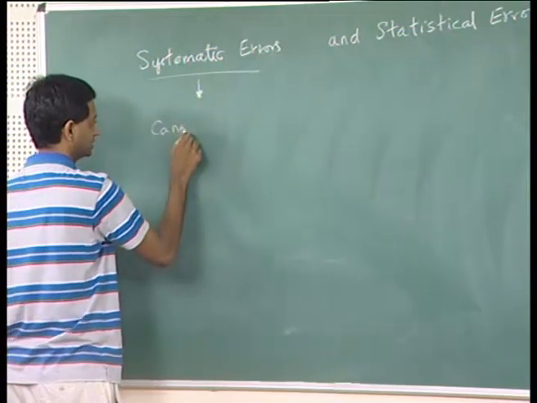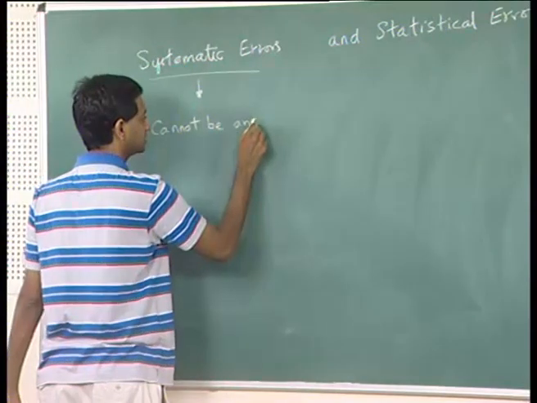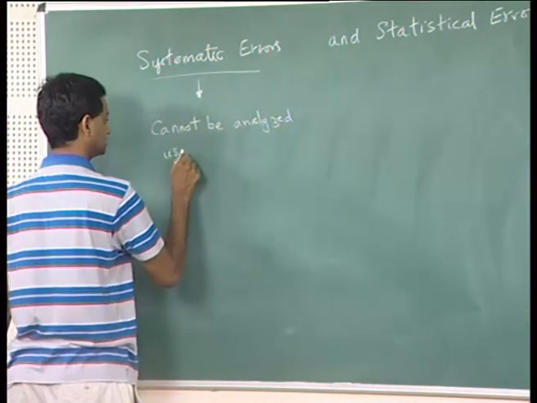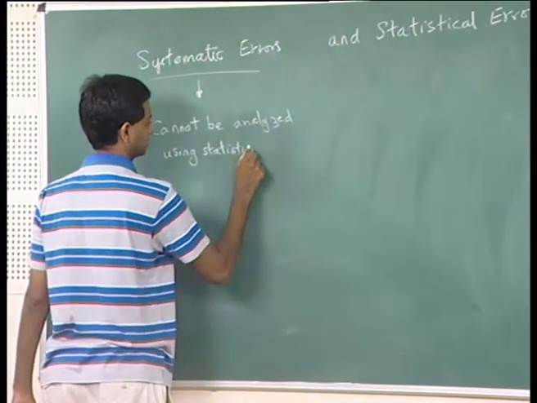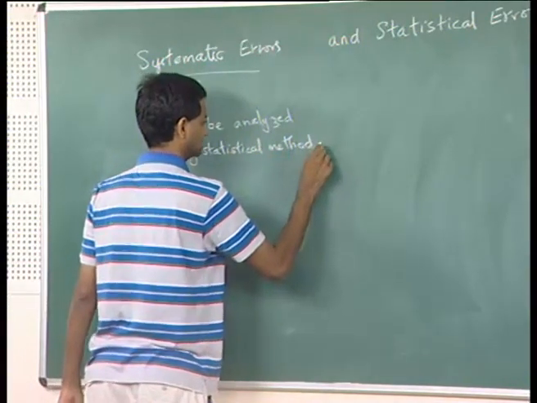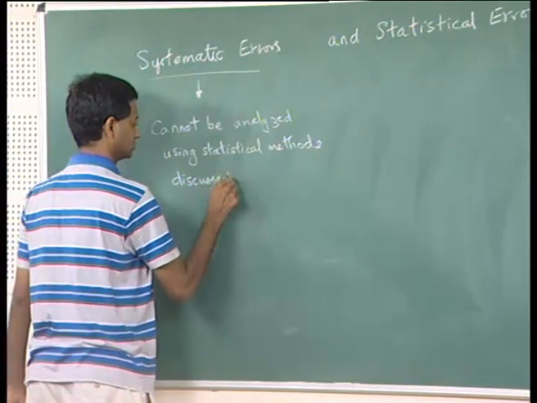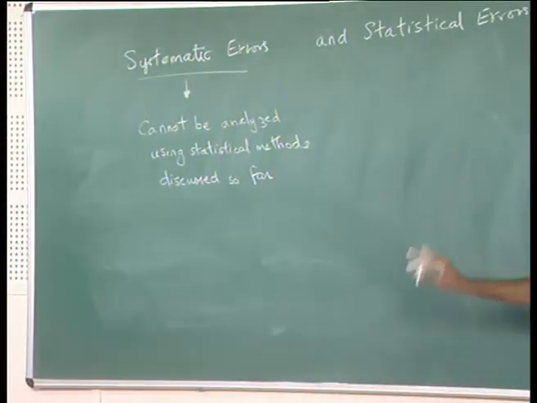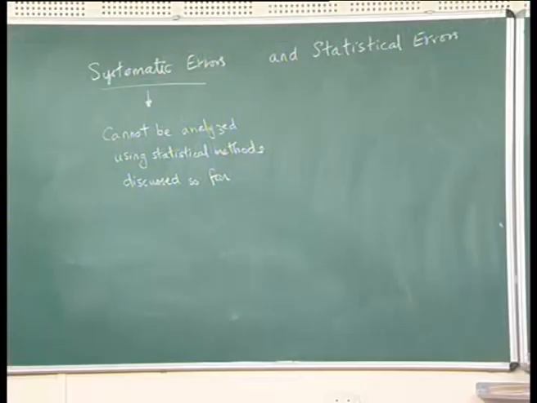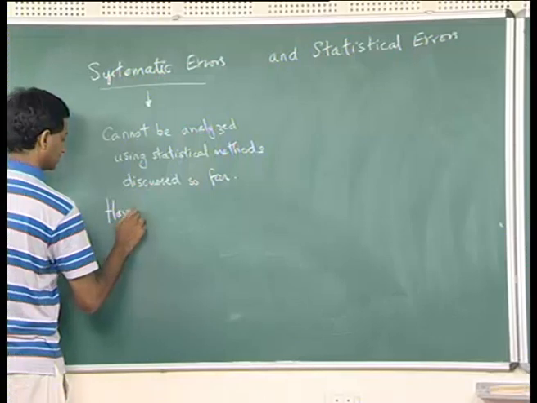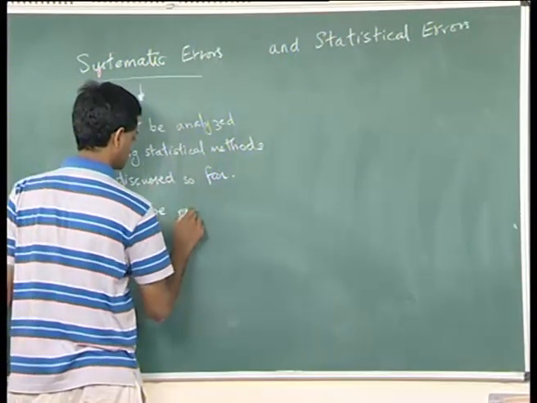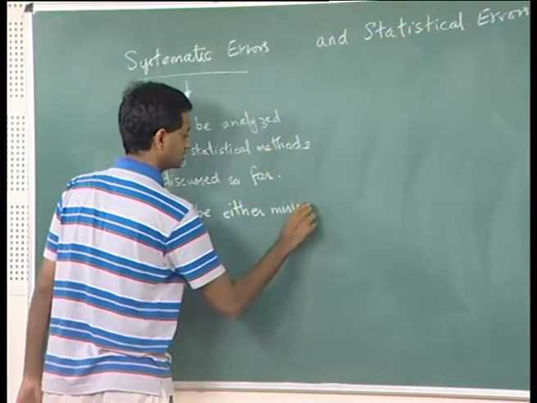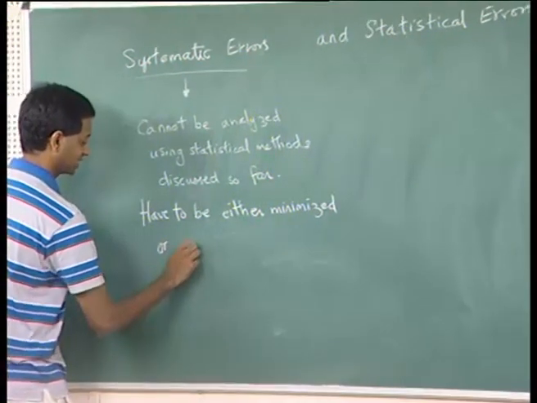So these typically cannot be analyzed using statistical methods discussed so far. Okay. So whatever systematic errors you get, you cannot analyze them using these statistical methods like mean and variance and so on. Okay. So these have to be either minimized or corrected.